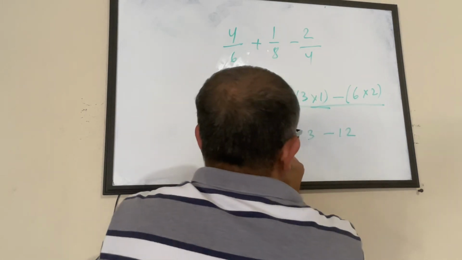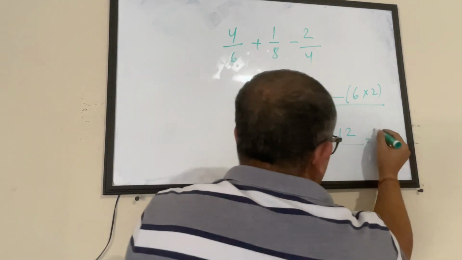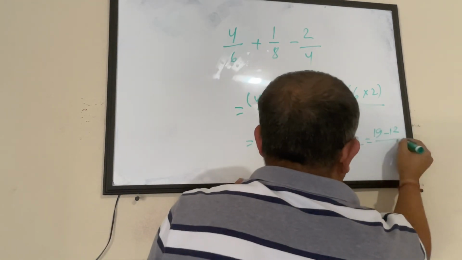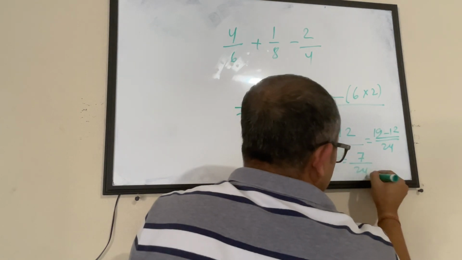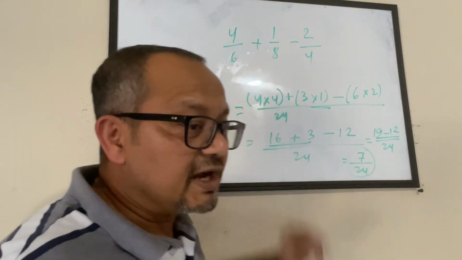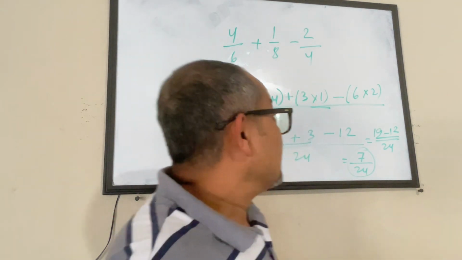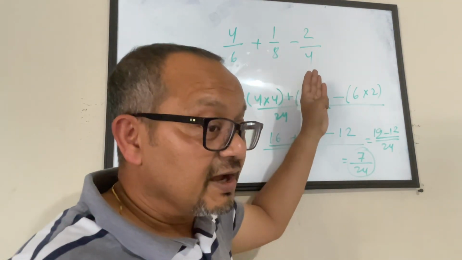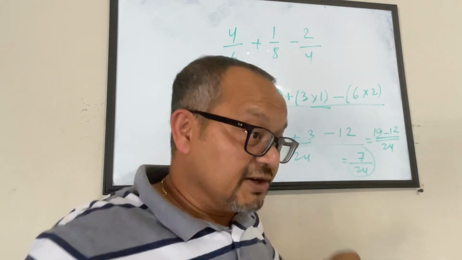12 by 24. This becomes 16 plus 3 is 19 minus 12 by 24. 19 minus 12 gives me 7 by 24. This is my answer. Look at what did I do different? Nothing. I did nothing different. The way I was doing fraction addition, the same way I did fraction subtraction also. I did not do anything different.